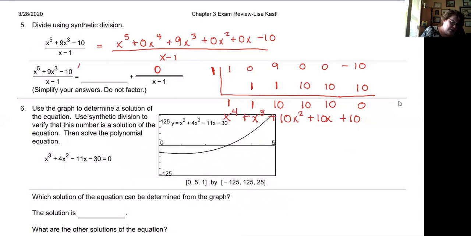So it's x to the fourth plus x to the third plus 10x squared. And you'll have more room when you type this into MyMathLab. Plus 10x plus 10.